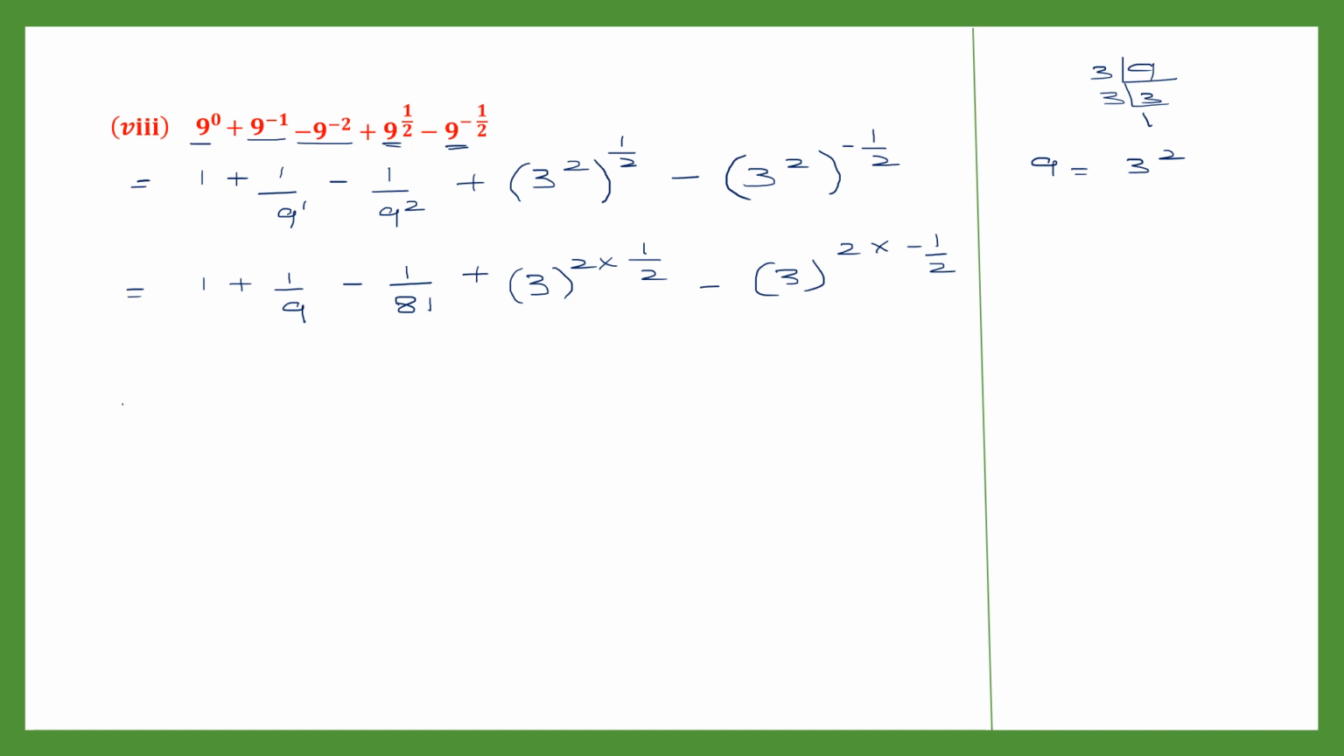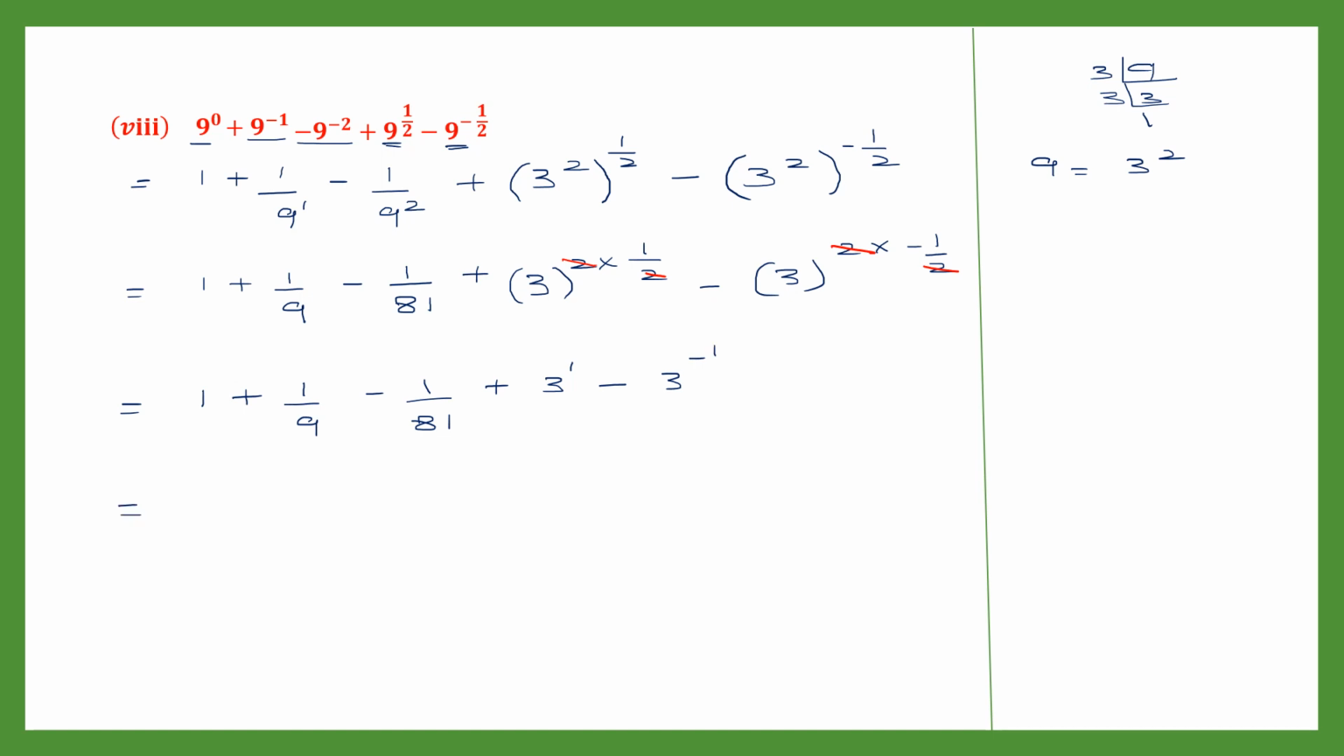So here let's continue. Now here this is 1 plus 1 by 9 minus 1 by 81 plus, now here this 2 and this 2 gets cancelled. That's why we changed this 9 that we have here into the power form like this, so that we can cancel. So this has got cancelled. So now what is left is just 1. Similarly here also 2 gets cancelled and we have minus 1. So now this becomes 3 raised to the power of 1 and this is minus 3 raised to the power of minus 1.